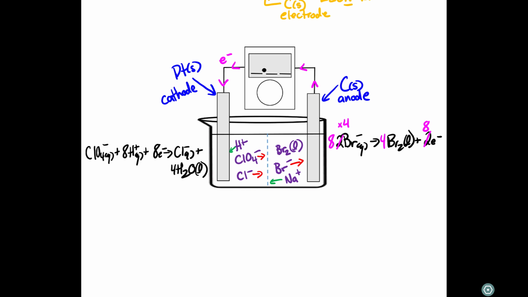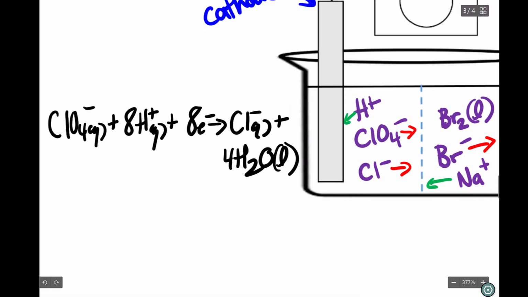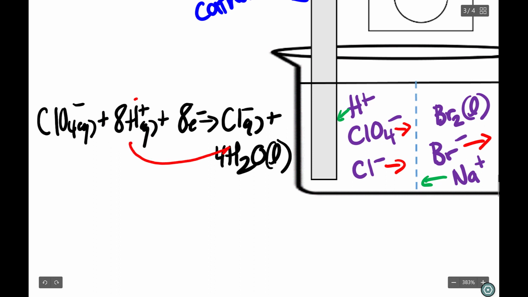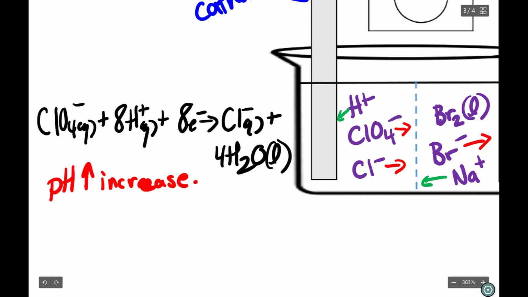All right. The next thing we should do is evidence at each electrode. So I'm going to start at the cathode side. I begin with hydrogen ions, which are acidic, and in the product I have no hydrogen ions. So I know that the pH is going to increase because I am consuming acid. I look for anything else like bubbles, no gas being produced. I look for solid being produced, no solid being produced. Okay, pH increase, that's it.